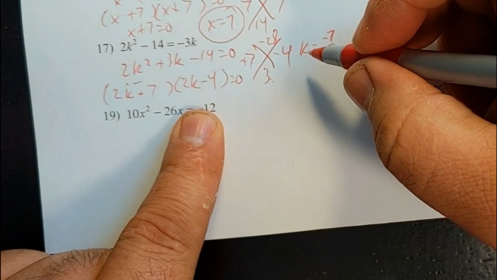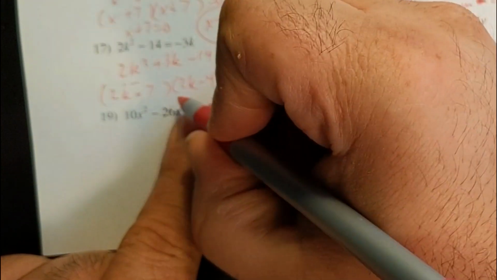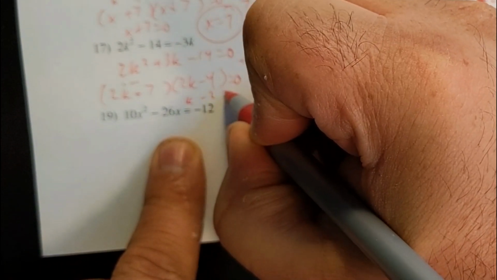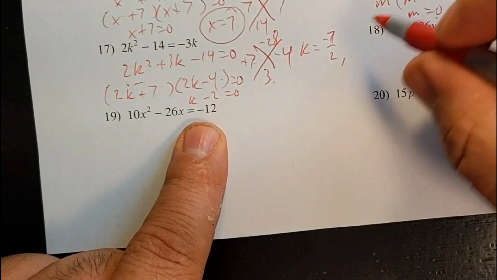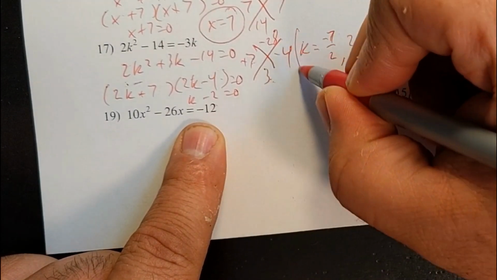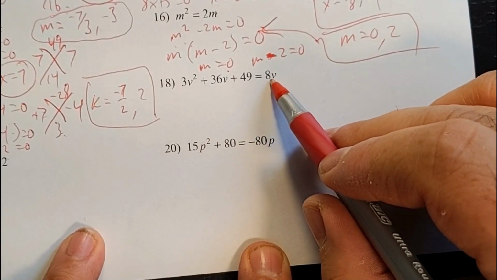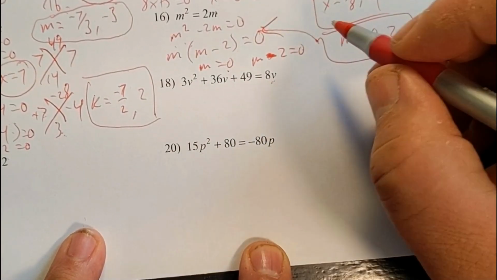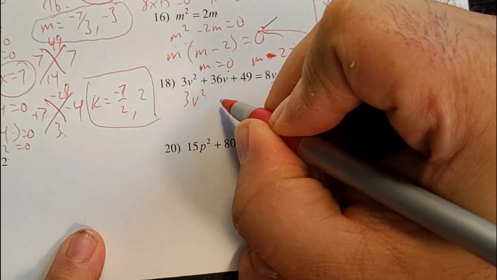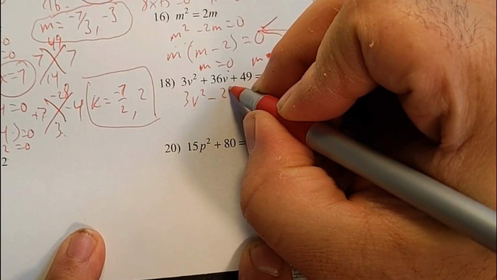And then if you do this one, you can factor a 2 out. You get k minus 2 equal to 0. Then you're going to add 2 to both sides. Your second answer is going to be a positive 2. Number 18, you need to move this 8v to the left by subtracting 8v. And you get 28v.